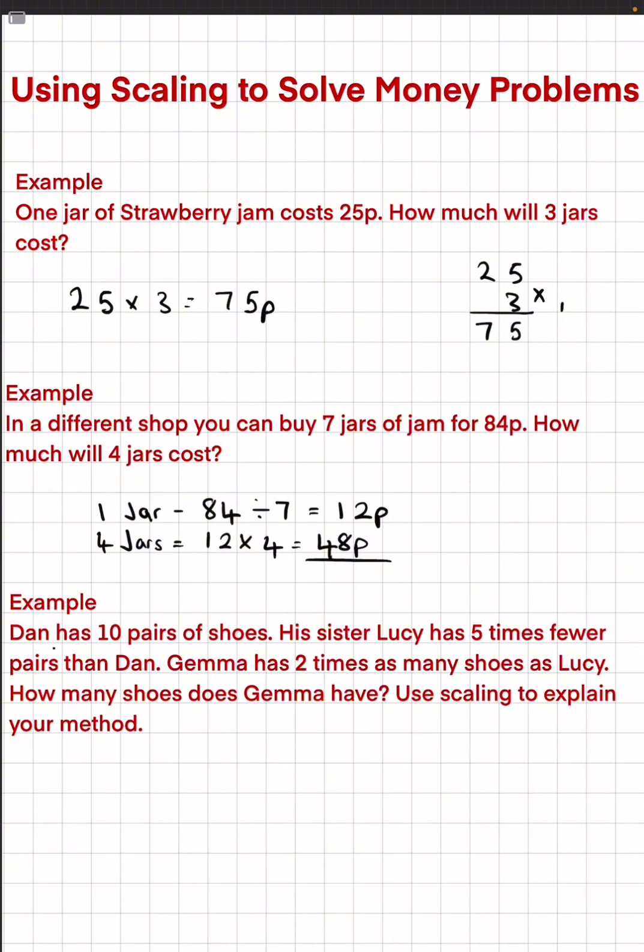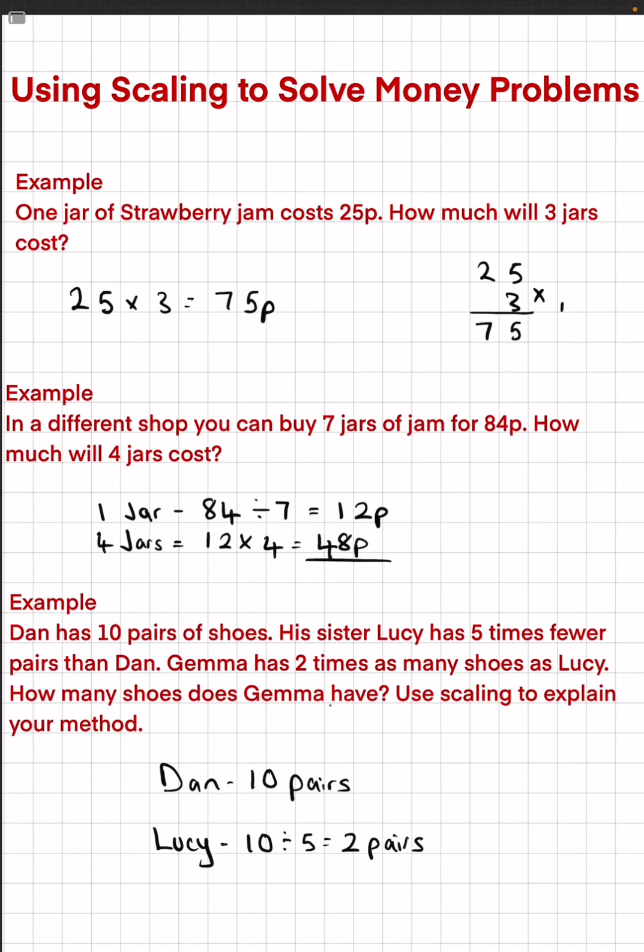In this next example, it says Dan has 10 pairs of shoes. His sister Lucy has 5 times fewer pairs than Dan. Gemma has 2 times as many shoes as Lucy. How many shoes does Gemma have? Use scaling to explain your method. Dan has 10 pairs. His sister Lucy has 5 times fewer pairs than Dan. 10 divided by 5 equals 2 pairs. So Lucy has 2 pairs.